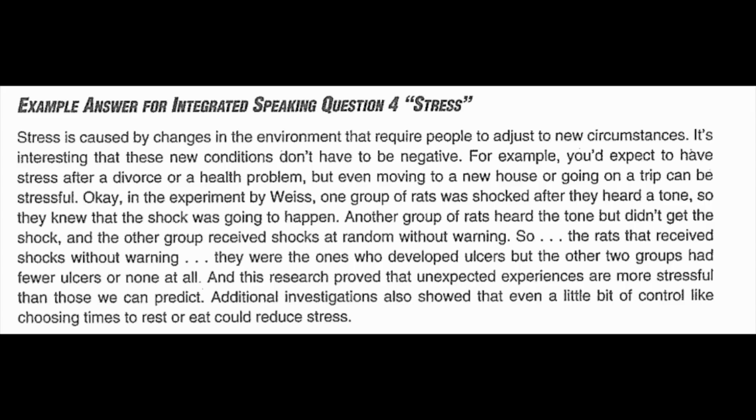Okay, in the experiment by Weiss, one group of rats was shocked after they heard a tone. So they knew that the shock was going to happen. Another group of rats heard the tone but didn't get the shock. And the other group received shocks at random without warning. So, the rats that received shocks without warning were the ones who developed ulcers, but the other two groups had fewer ulcers or none at all.